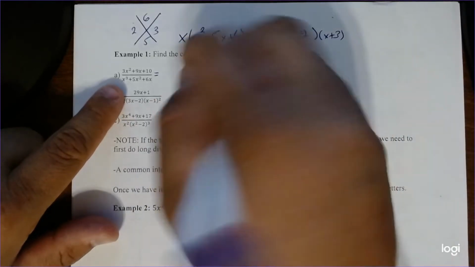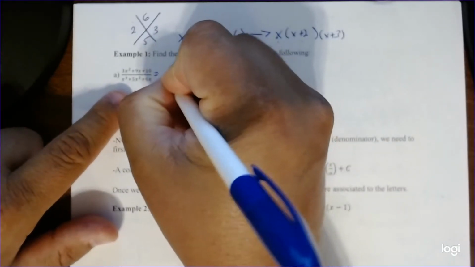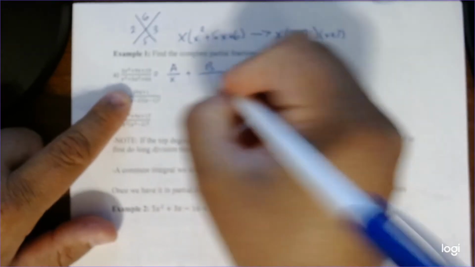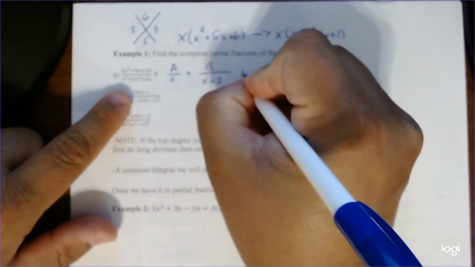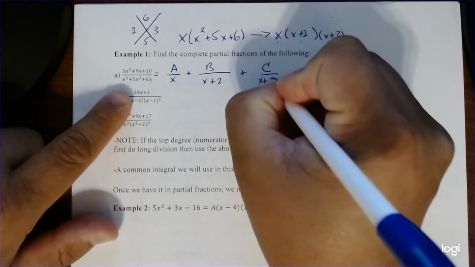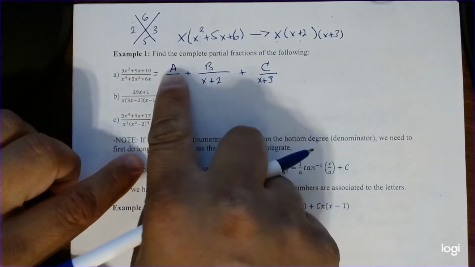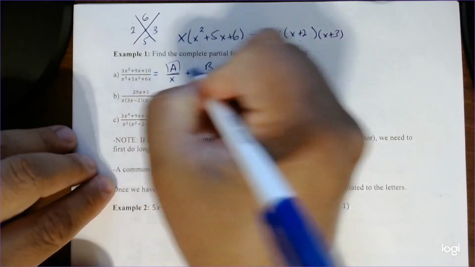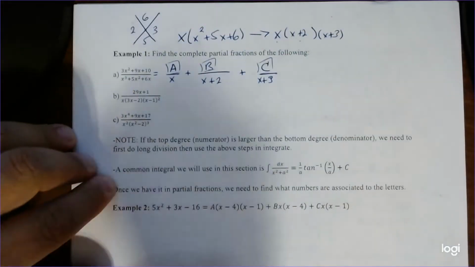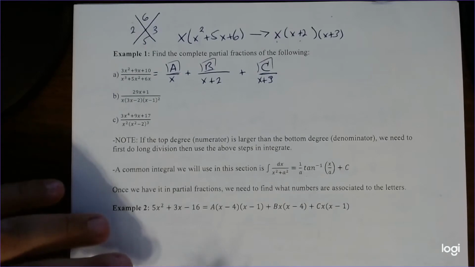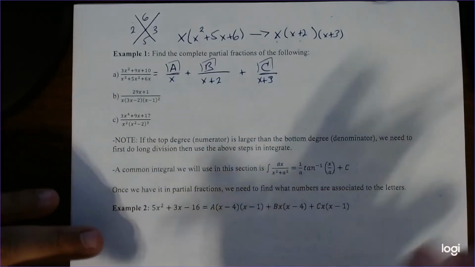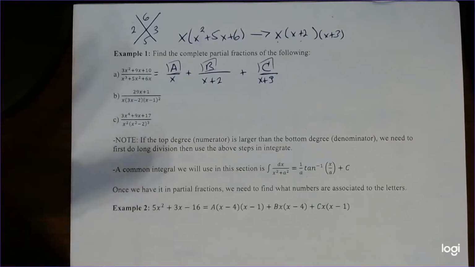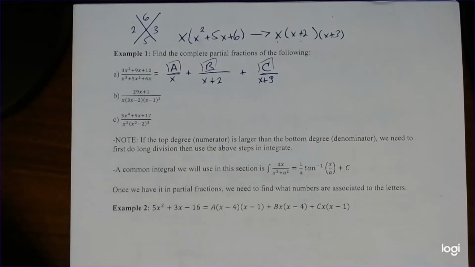Just like I said earlier, it's going to be a over x, that's your first factor, plus b over x plus 2, plus c over x plus 3. Those three fractions add up to give you this. The whole goal is to figure out what a, b, and c are to make this true. They're simple whole numbers, or they could be fractions, because there's no variable on top. They're nice simple numbers we're going to deal with. Again, they could be fractions, but that would be worse. Okay, let's keep going.